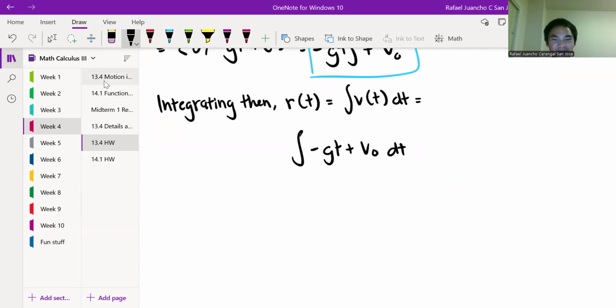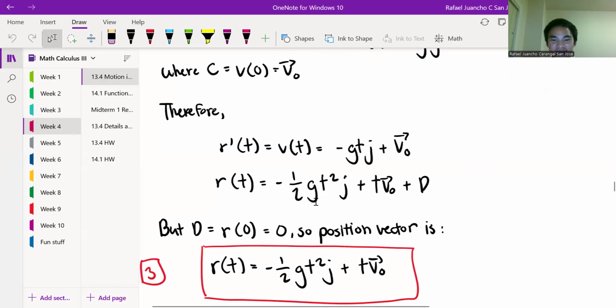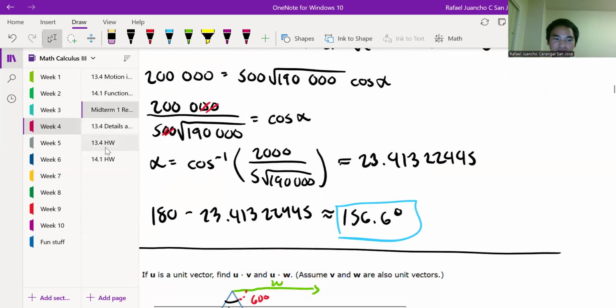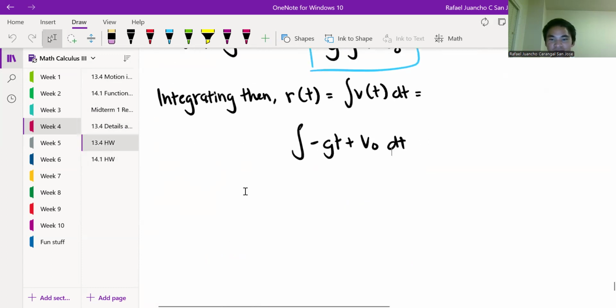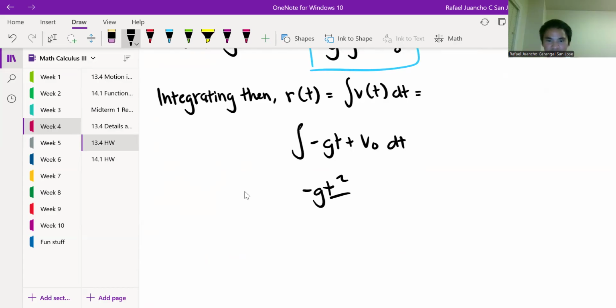Okay. Let me just double check what I did here. Oh, now I got n squared, yeah. And I put the d here. Okay, that makes sense. Because when I integrate this, I put squared over 2, right? And so I get negative 1/2 gt squared. And then this one, my v naught, if I treat it like a number, I get a v naught times t. So that's what I would get.